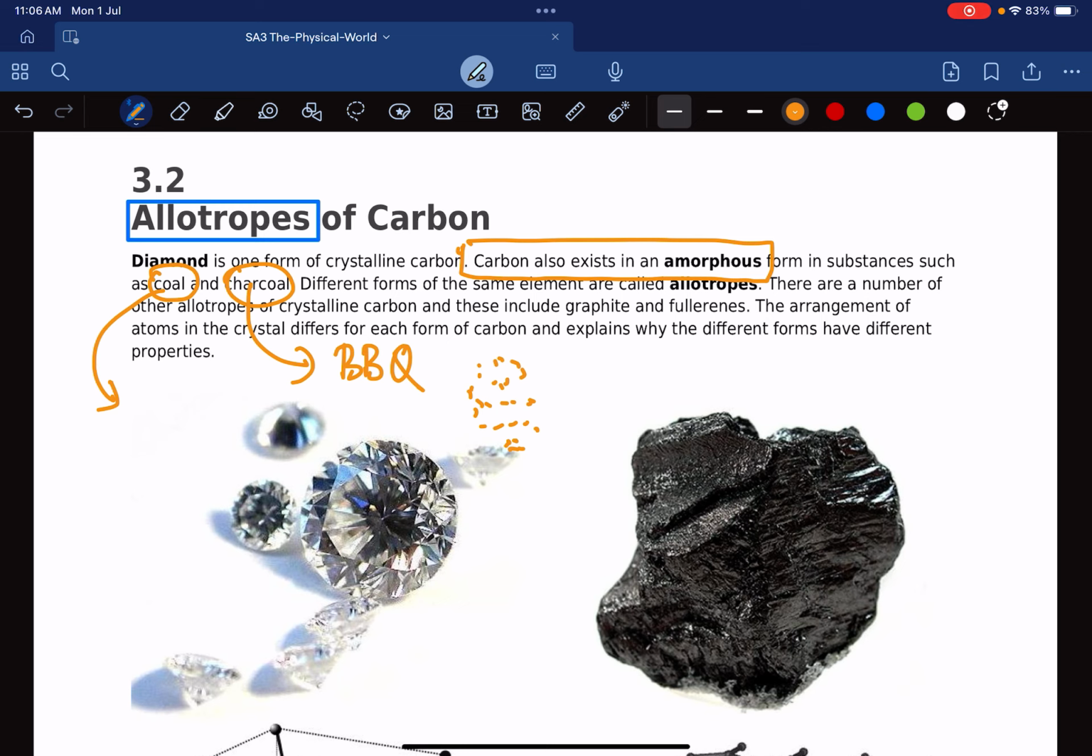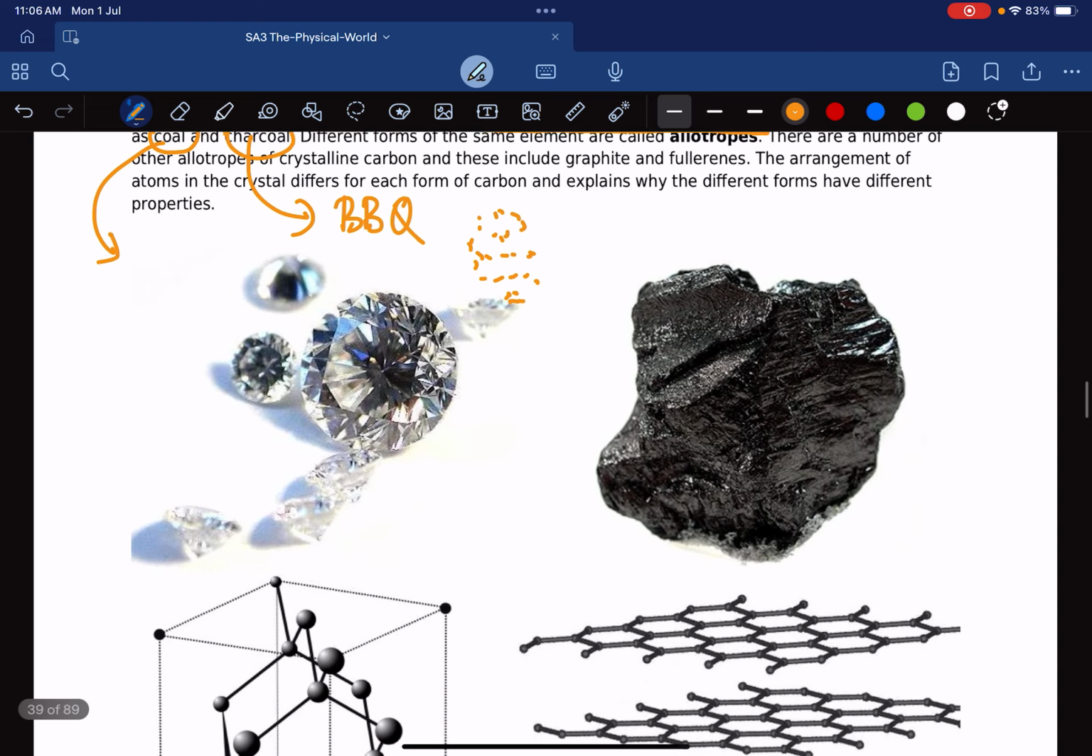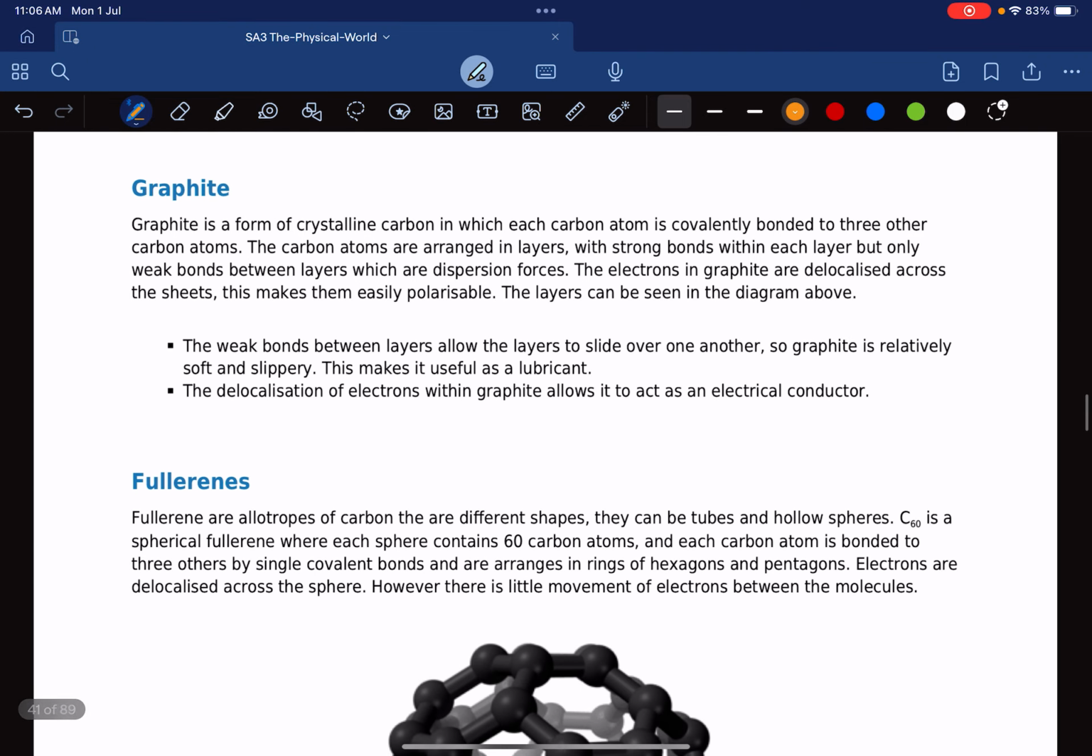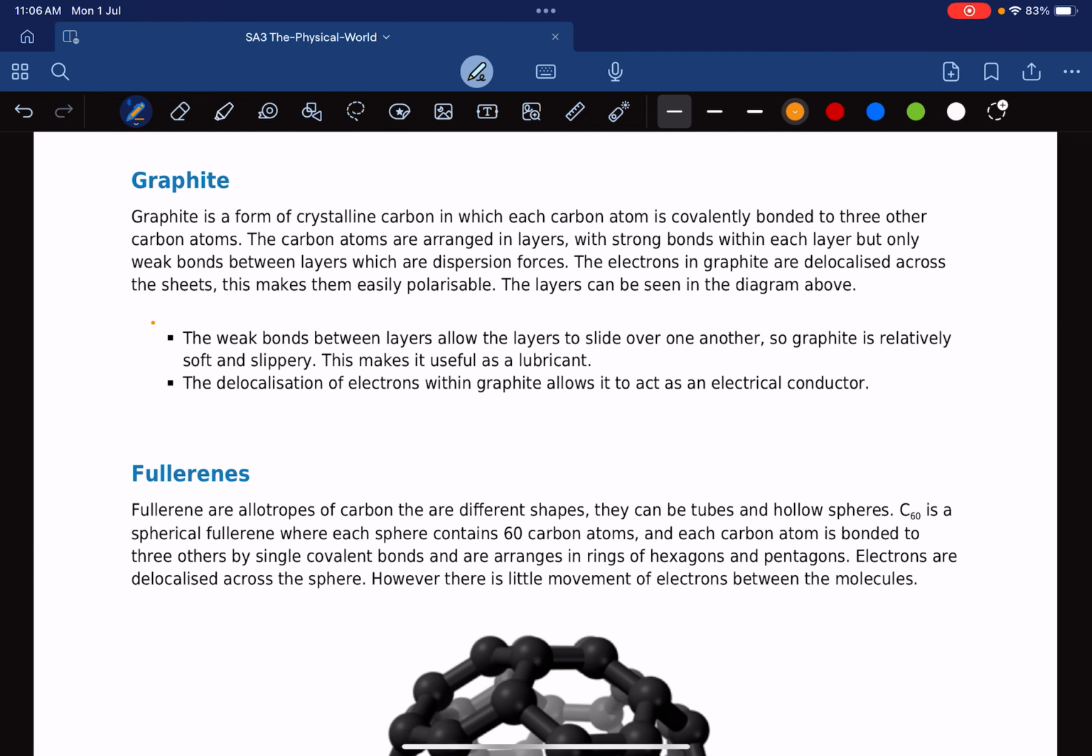So carbon can exist as diamond. It can exist as graphite. It can exist as coal and charcoal. Okay, so that's basically it. In the case of graphite, this is what I told you just now. The weak bonds between the layers allow them to slide over one another. So graphite is relatively soft and slippery, which makes it useful as a lubricant. Delocalized electrons within the graphite allow it to act as an electrical conductor.